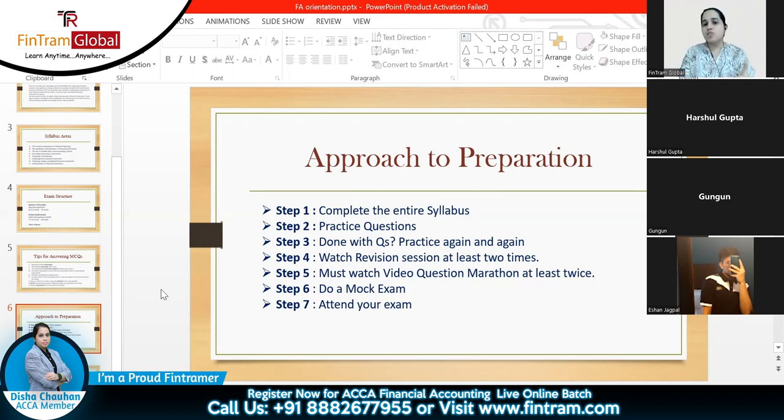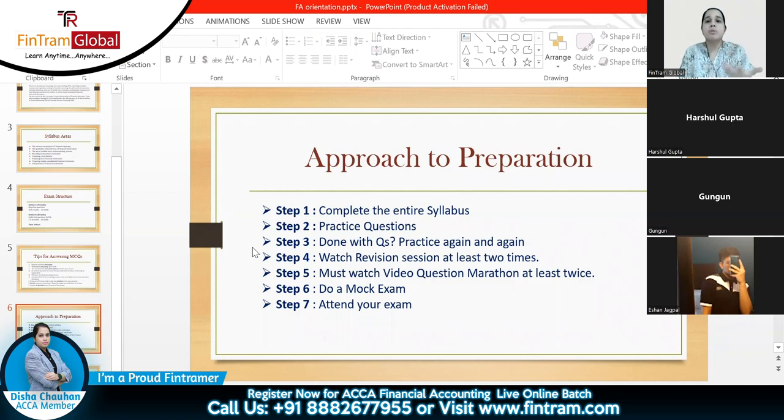So step one has to be that, of course, you need to complete the entire syllabus. There is no cherry picking here. You and I cannot decide what is important and what is not important in terms of what will be coming, because we have not set the paper. So we cannot say that, oh, this topic looks interesting, so this might come, I'll study this. That topic looks boring, so I'm going to leave that. No, we cannot do that. We have to complete the entire syllabus.